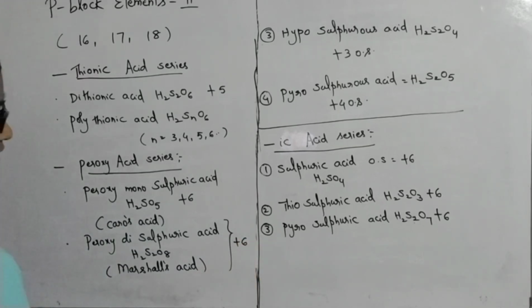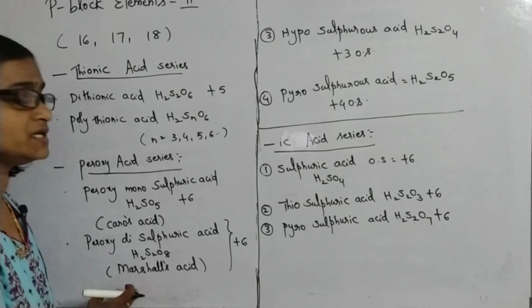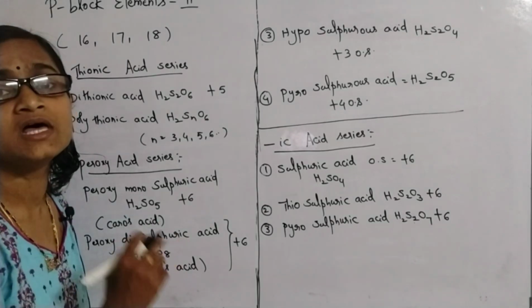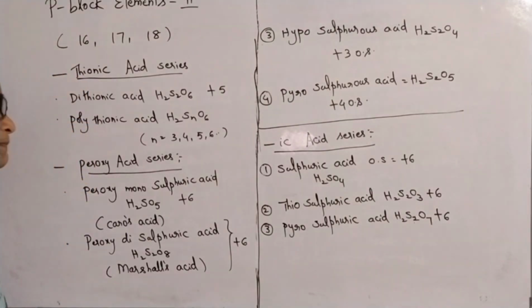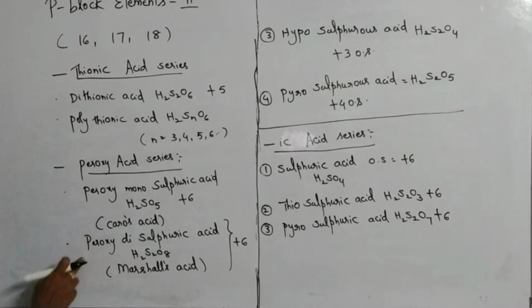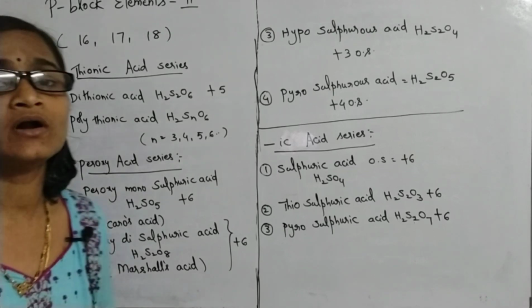+6 only. So here a peroxy bond will be there. That means oxygen will have a single bond linkage, and you call that as what? Peroxy bond. That's why this series of acids you call as peroxy acid series. So like that you have different types of oxo acids for sulfur. So this is all about the important points.